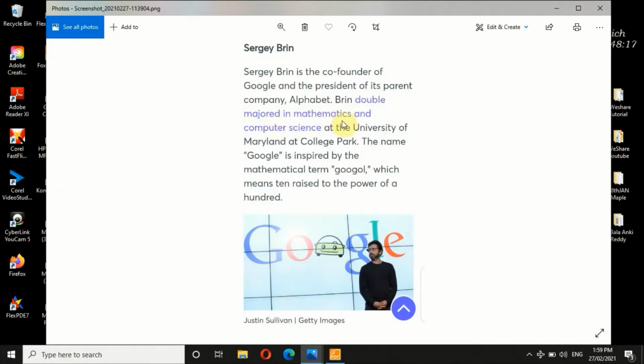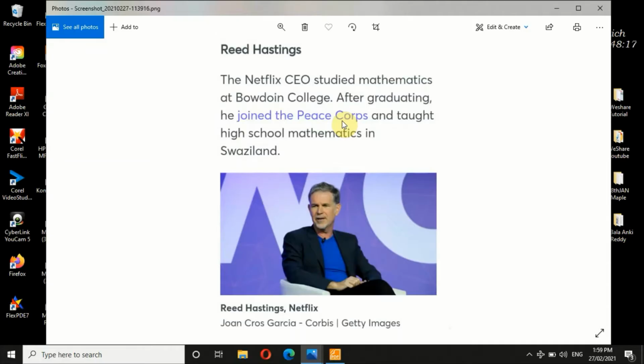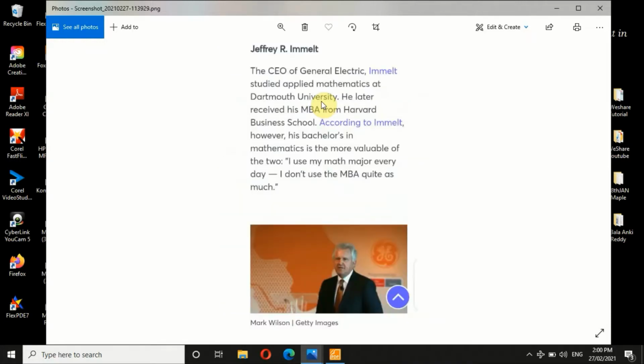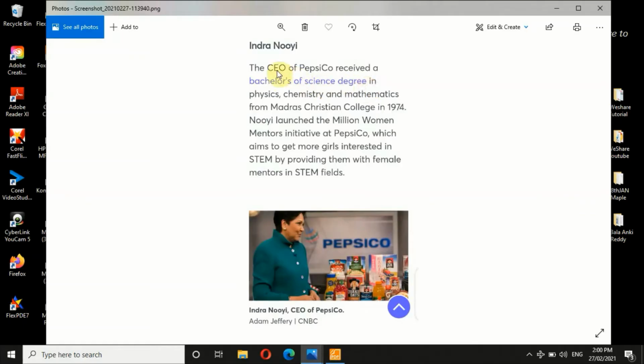He also studied mathematics. Look at this man again. This is the founder, CEO of Netflix. Guess what? He also studied mathematics. Look at it. He studied mathematics at Bowdoin College. And look at the fourth person again. That is Jeffrey R. Immelt. He's also the CEO of General Electric. Can you see that? Look at this man too. He studied applied mathematics. Look at the fifth person now. CEO of PepsiCo received a Bachelor of Science degree in physics, chemistry, and mathematics.